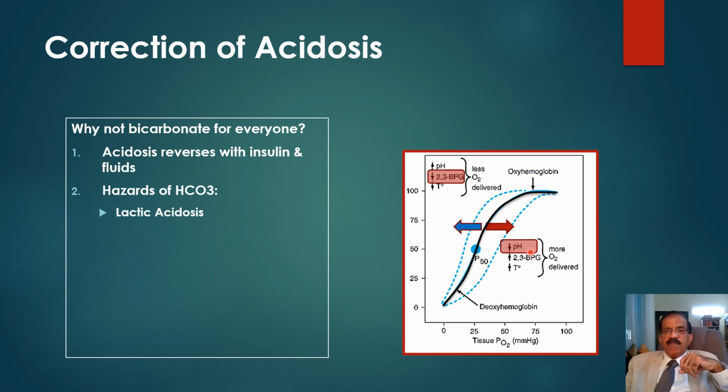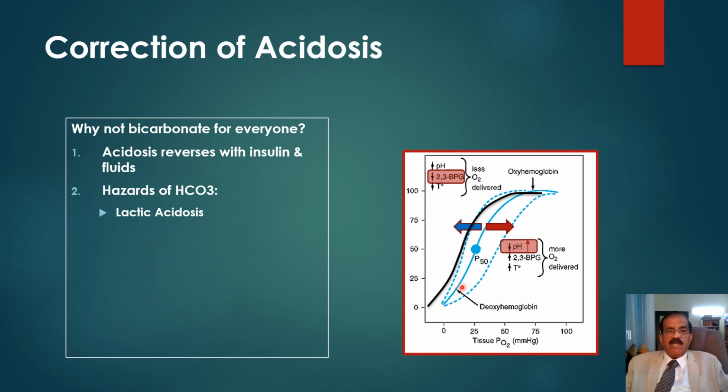But if we correct pH, if we raise pH by giving bicarb, then the unopposed action of 2,3-DPG deficiency will pull the curve to the left like this, and oxygen delivery to the tissues will be reduced. Once oxygen delivery to the tissue is reduced, then of course there will be anaerobic metabolism, production of lactic acid, and lactic acidosis, and lactic acidosis is myocardial depressant, and lactic acidosis is big evil. So that is why routine bicarb therapy is not given.